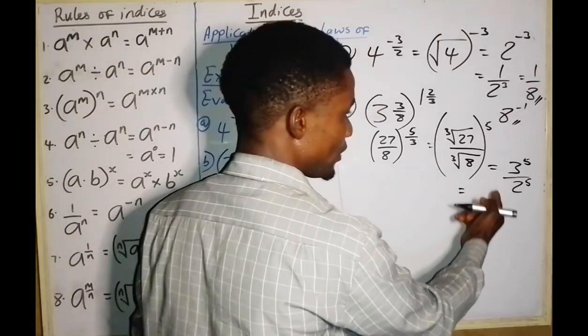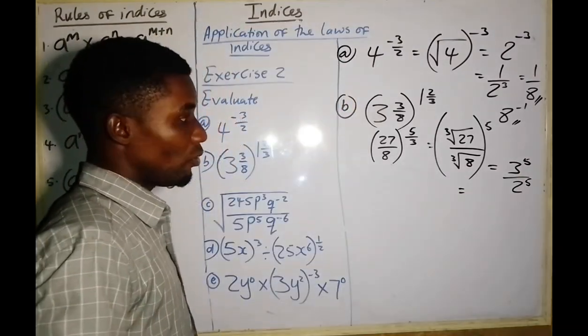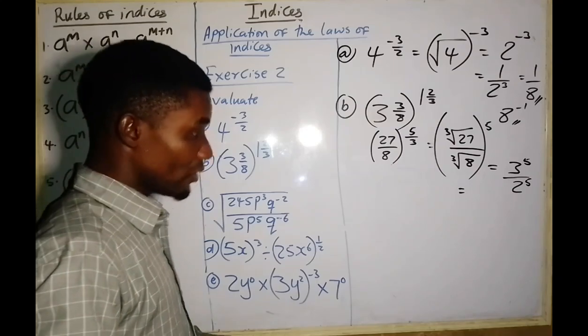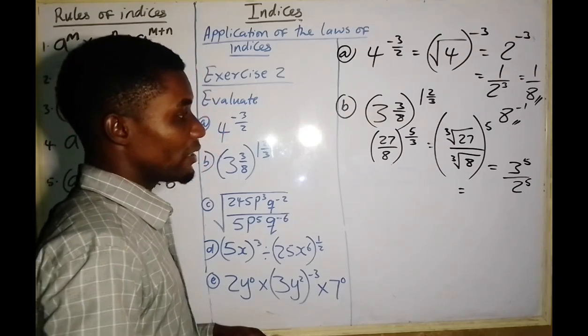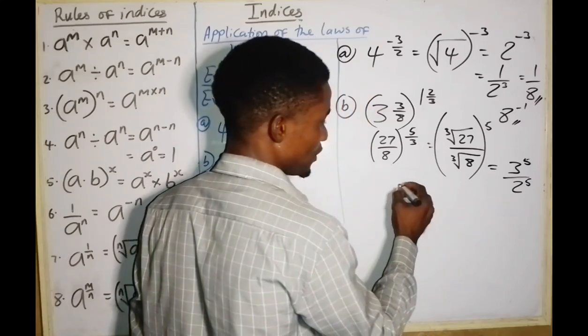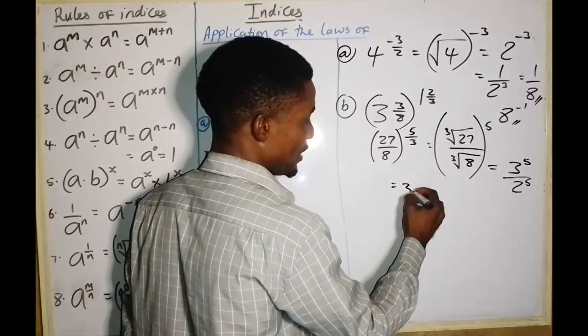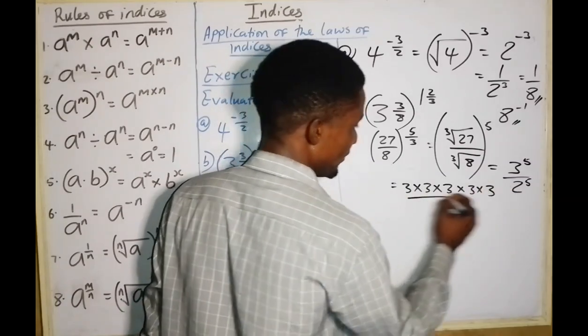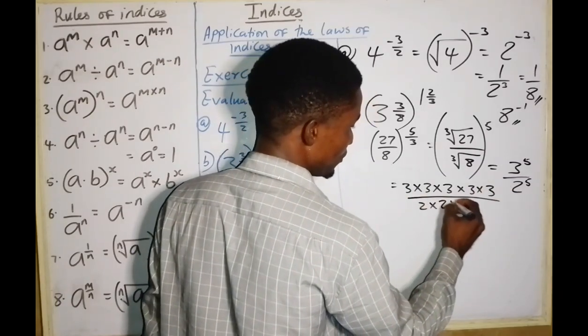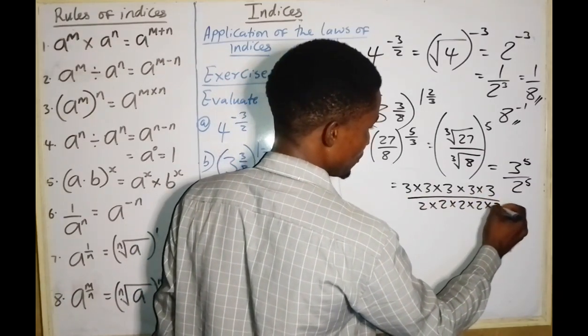So all we need to do is to find the value of 3 raised to the power of 5. 3 exponential 5. Now, what will that give us? That means you have to multiply 3 five times. If you have to express it in an expanded form, that's 3 times 3 times 3 times 3 times 3 divided by 2 times 2 times 2 times 2 times 2.